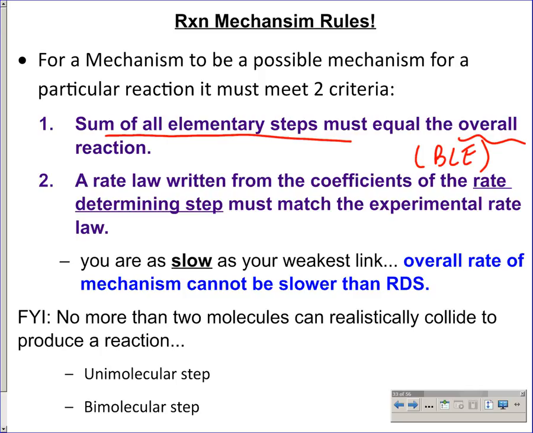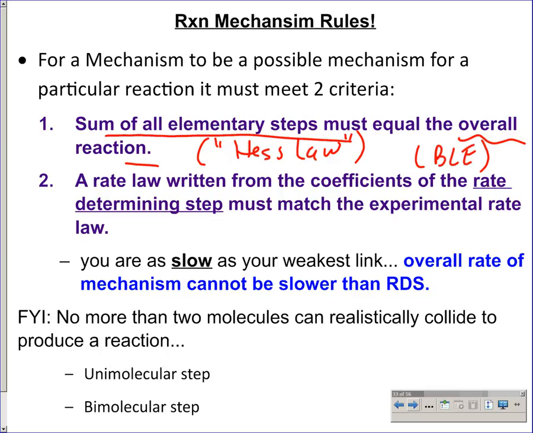So this is that when you're summing up or adding elementary steps, this is kind of like Hess's law. And that, in quotation marks, is not really Hess's law, but it's just a version of it where you can cancel products and reactants to make your overall BCE. So that's the first criteria.